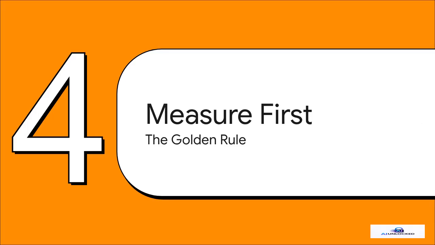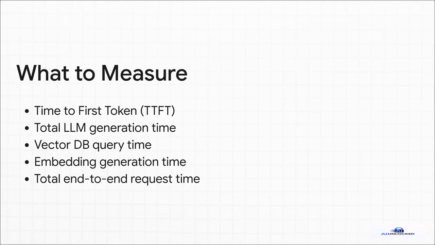All right, before we go any deeper, we have to talk about the golden rule. It is so tempting to just jump in and start tweaking code. But if you don't measure first, you could be wasting all your time optimizing a part of your app that was already fast enough. So what should you be tracking? Well, you need to instrument the entire lifecycle of a request. You want to measure your time to first token, the total LLM generation time, how long your vector database query takes, your embedding generation time, and of course, the total end-to-end request time.